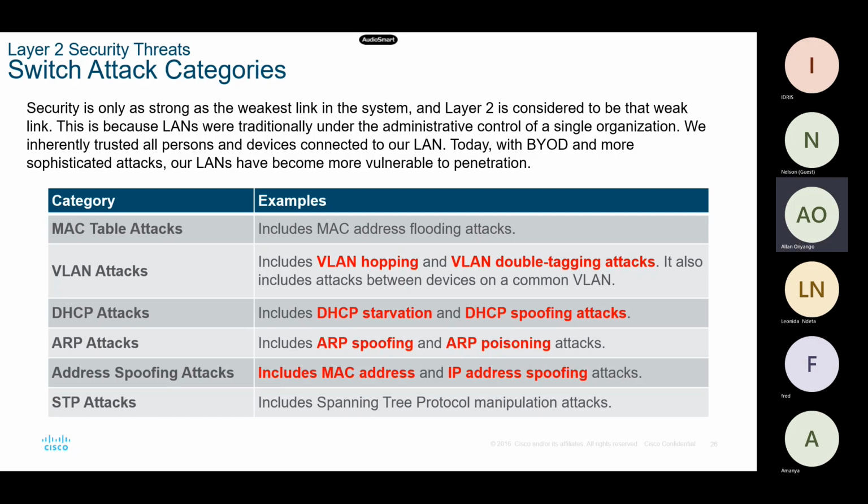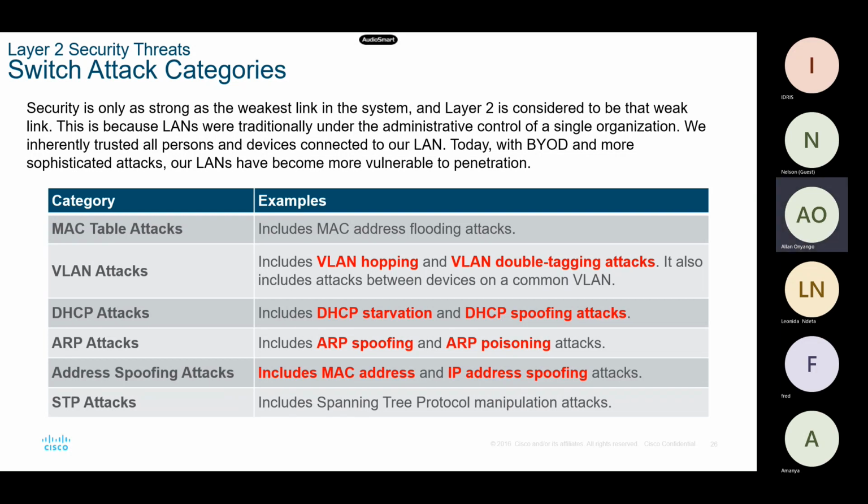There's an old saying that security is only as strong as the weakest link within the system. And so layer 2 is always considered to be that weak link within the network. This is because most LANs were traditionally under the control of just a single organization, and we trusted all people and devices who connect to the LAN. Today we have things like IoT and bring your own device, and we have hackers who have developed many skills that could be used to take advantage of layer 2.